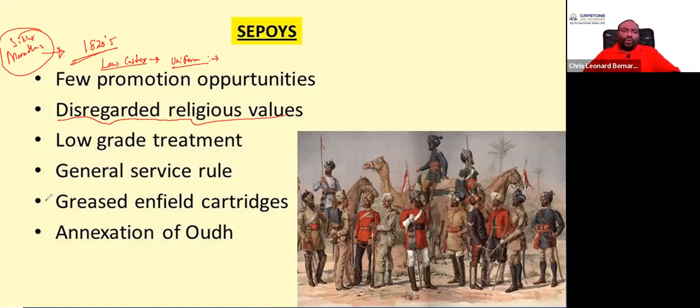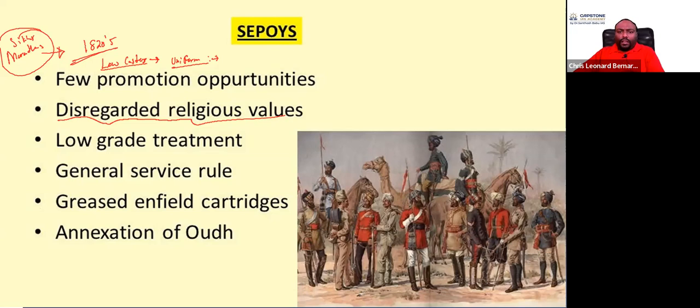And there was the issue of greased cartridges, where there was a rumor that the Enfield cartridges had been greased with the fat of cows and pigs, which went against the religious precepts of Hindus and Muslims. So this also brought a lot of resentment among the Indian sepoys. The culmination of all these things happened when Dalhousie annexed Awadh on the pretext of misgovernment, and his territorial aggrandizing attitude brought a lot of ill will towards the British army. This is also one of the reasons for the uprising of the sepoys against the British.